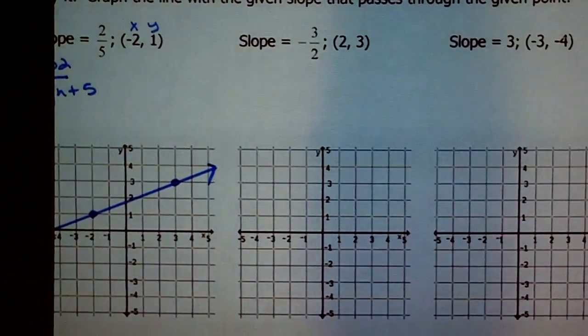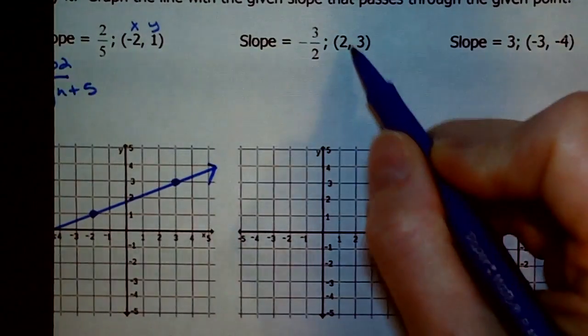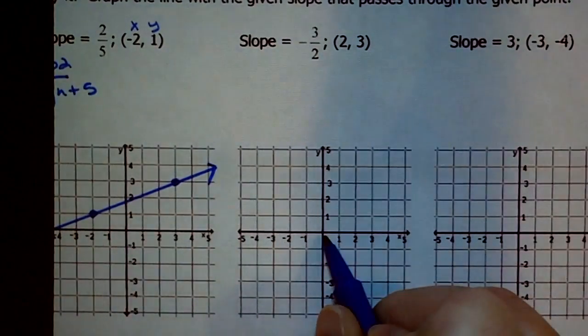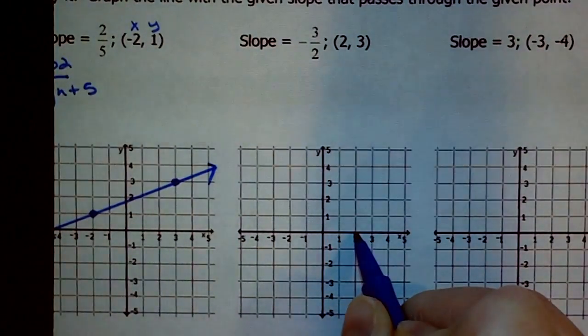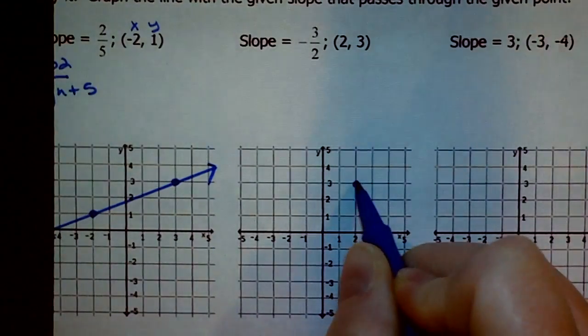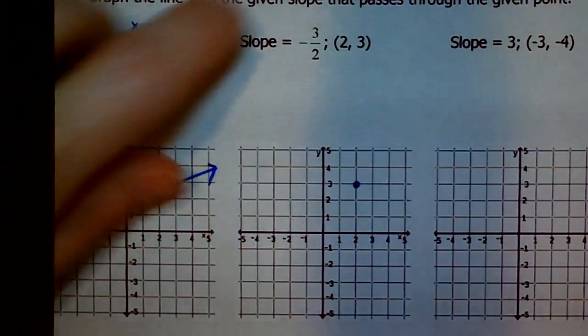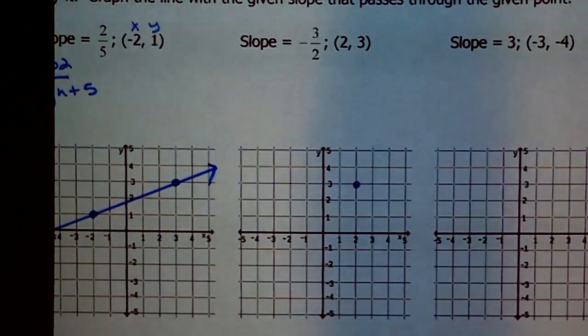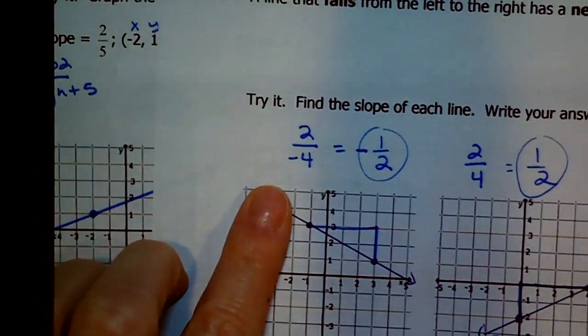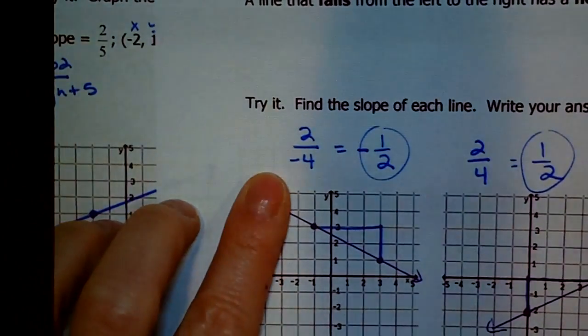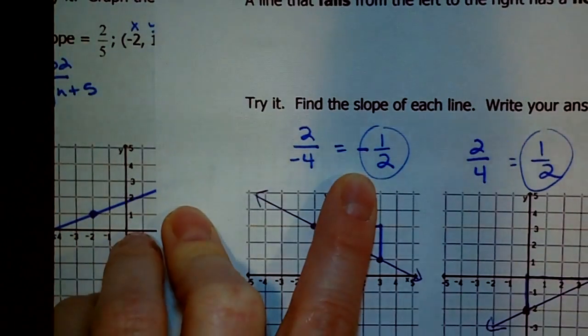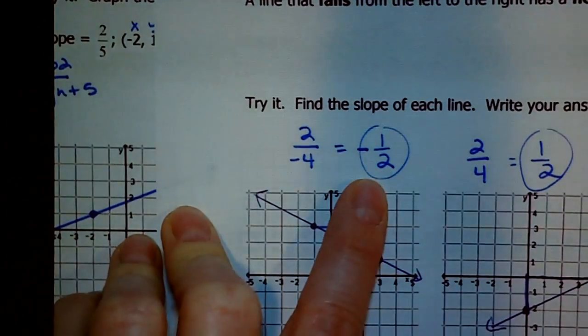Step 1, let's plot our ordered pair. So the ordered pair we're given is 2, 3. That means 2 on the x-axis, 3 on the y. Okay. The slope says -3 halves. Now if you recall in that example on the front page, when we had the negative, I'll put it up here and show you. When we had the negative in the denominator like this, I said at the end we just write it with the negative sign right in the middle.